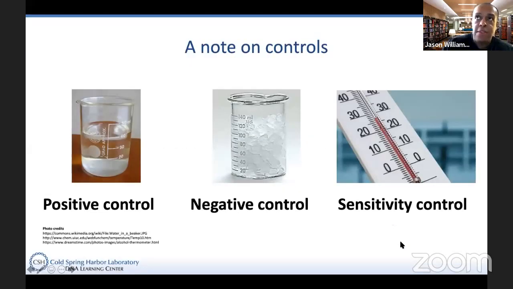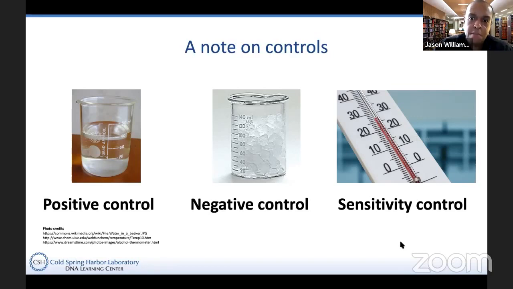Now, the answers hopefully are pretty straightforward. If I want to see what it looks like when a melted ice cube melts, I might have some water and measure that. And for negative control, I might want to have some ice that doesn't have chemical X and know what it looks like and measure that. And then my sensitivity control is, if I'm taking a measurement, I probably need to have a thermometer in order to answer that question.